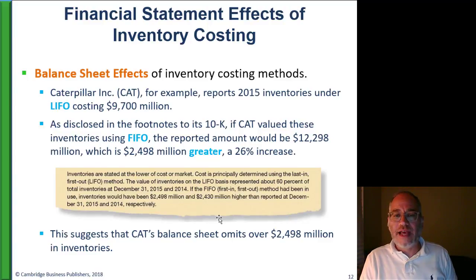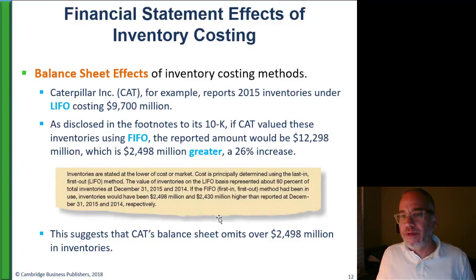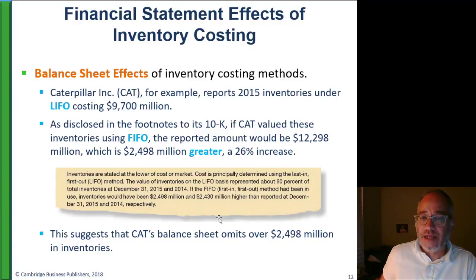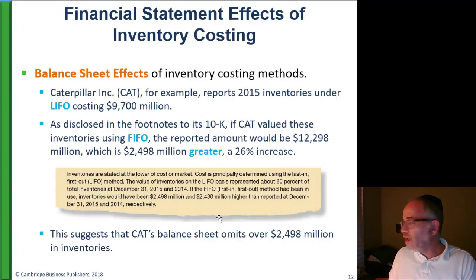So here you can see one company. This is Caterpillar. You know, they make heavy equipment. So Caterpillar reports inventory, they use LIFO, of $9.7 billion. And it tells you in its notes, because it has to tell you, that if they had used FIFO, this would be $12,298 million, or $2,498 million greater. So the difference between LIFO and FIFO can accumulate over time, and it can become very significant.